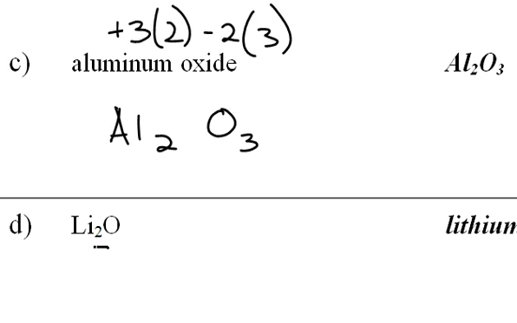Again, we have an ionic compound. So the reason why we have a 2, just like what we had with the 2s and the 3s up here, is so we can balance out the charges. Lithium has a +1 charge, oxygen -2.